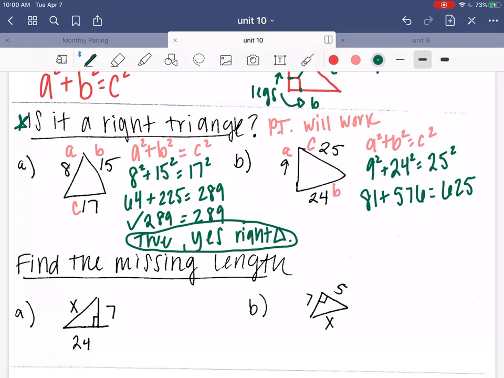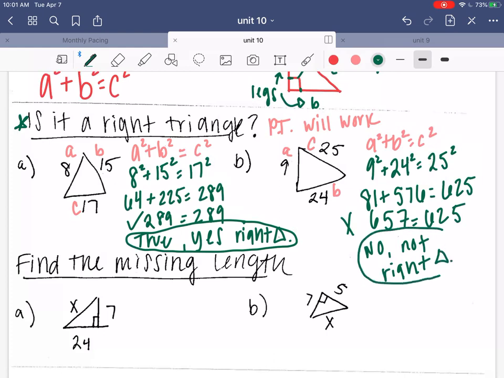81 plus 576 is 657, which is not equal to 625. This is no, it is not a right triangle, because 657 does not equal 625.